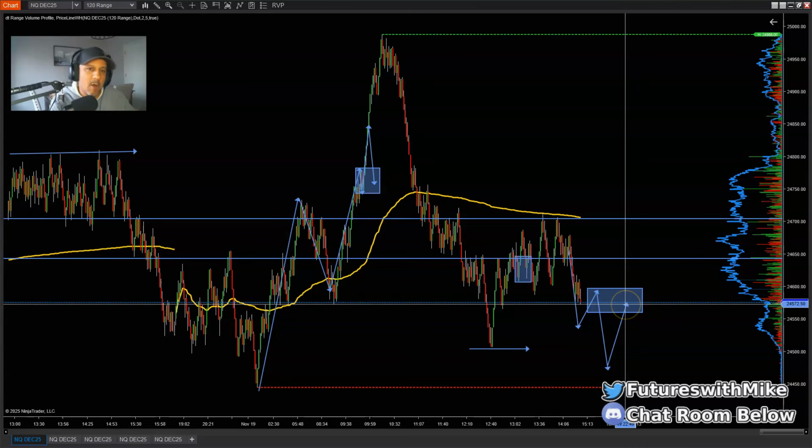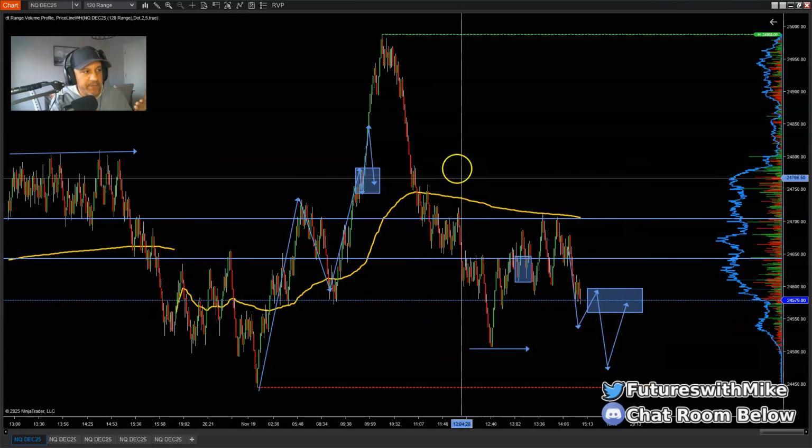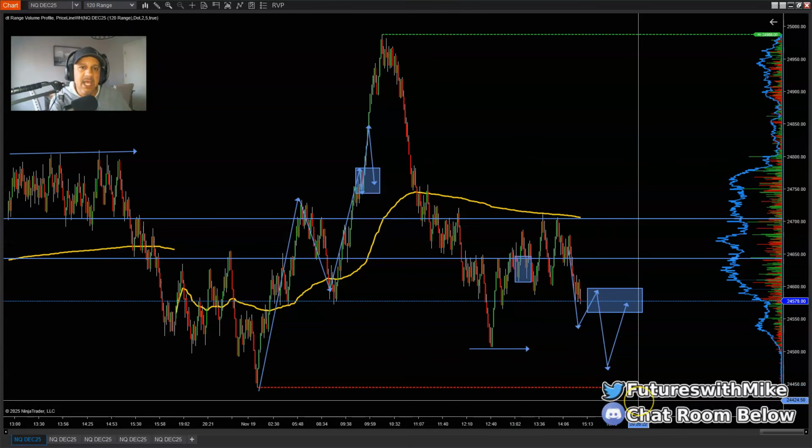I will look for a pullback on my lower range chart, the 24 range, or whatever chart style you use, and I'll look for an opportunity to continue going short with the flow of the market, because now it's pushing to the downside. So hopefully that makes sense. The checklist is very simple. It's not complex at all.